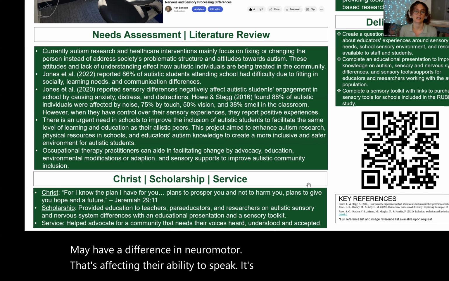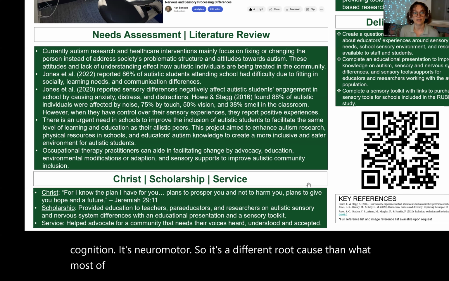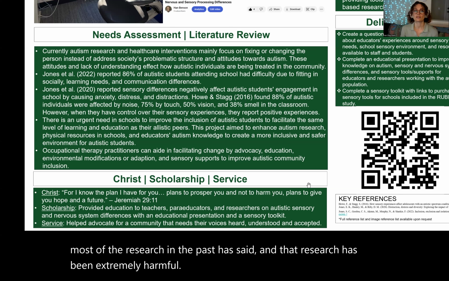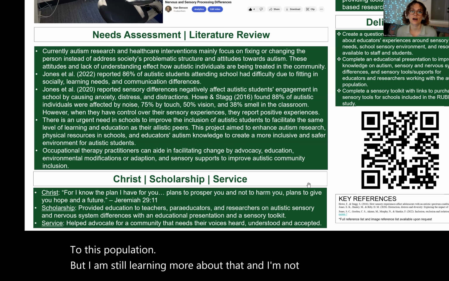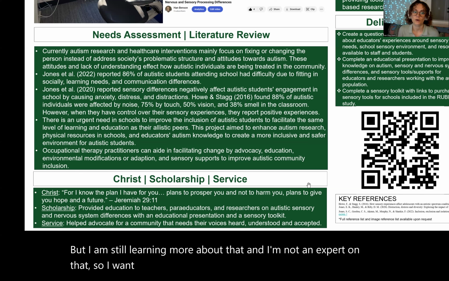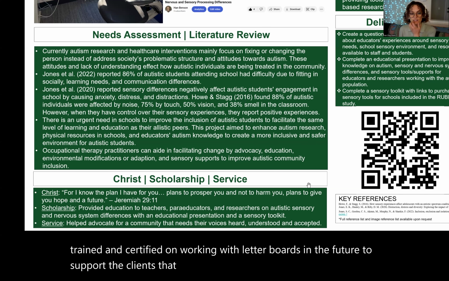It's not intelligence, it's not cognition, it's neuromotor. So it's a different root cause than what most of the research in the past has said. And that research has been extremely harmful to this population. But I am still learning more about that, and I'm not an expert on that. So I want to continue to learn more and potentially get trained and certified on working with letter boards in the future to support the clients that I will be working with in the future.